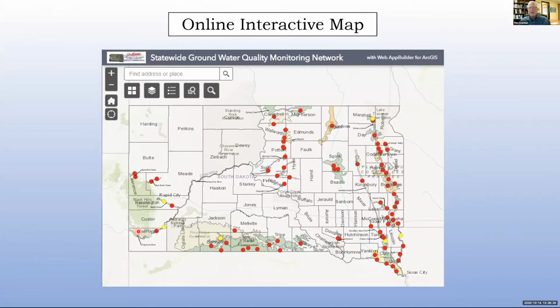I did want to show you a new online interactive map that we've just released for this monitoring network that helps us disseminate this information to everyone else out there, whether it be other agencies or the general public. People can go in and see what our monitoring results are in this network.